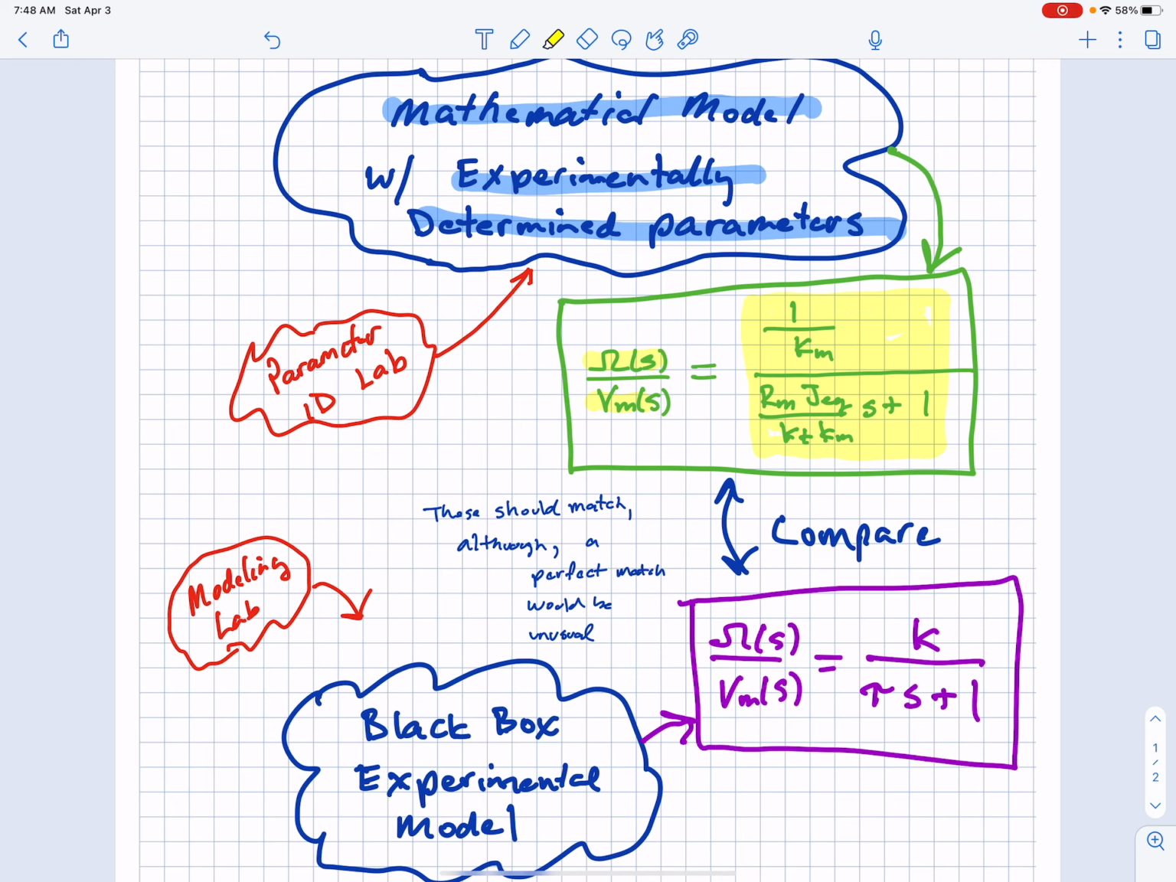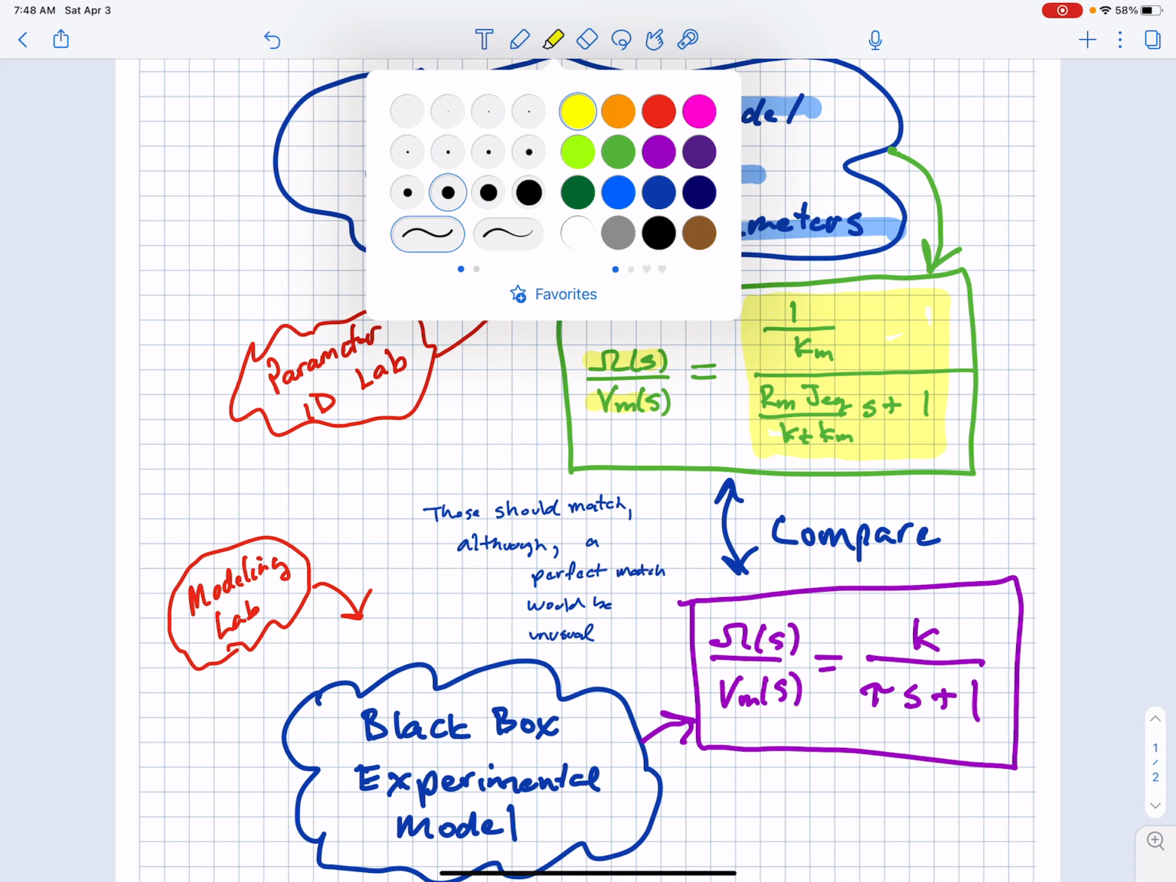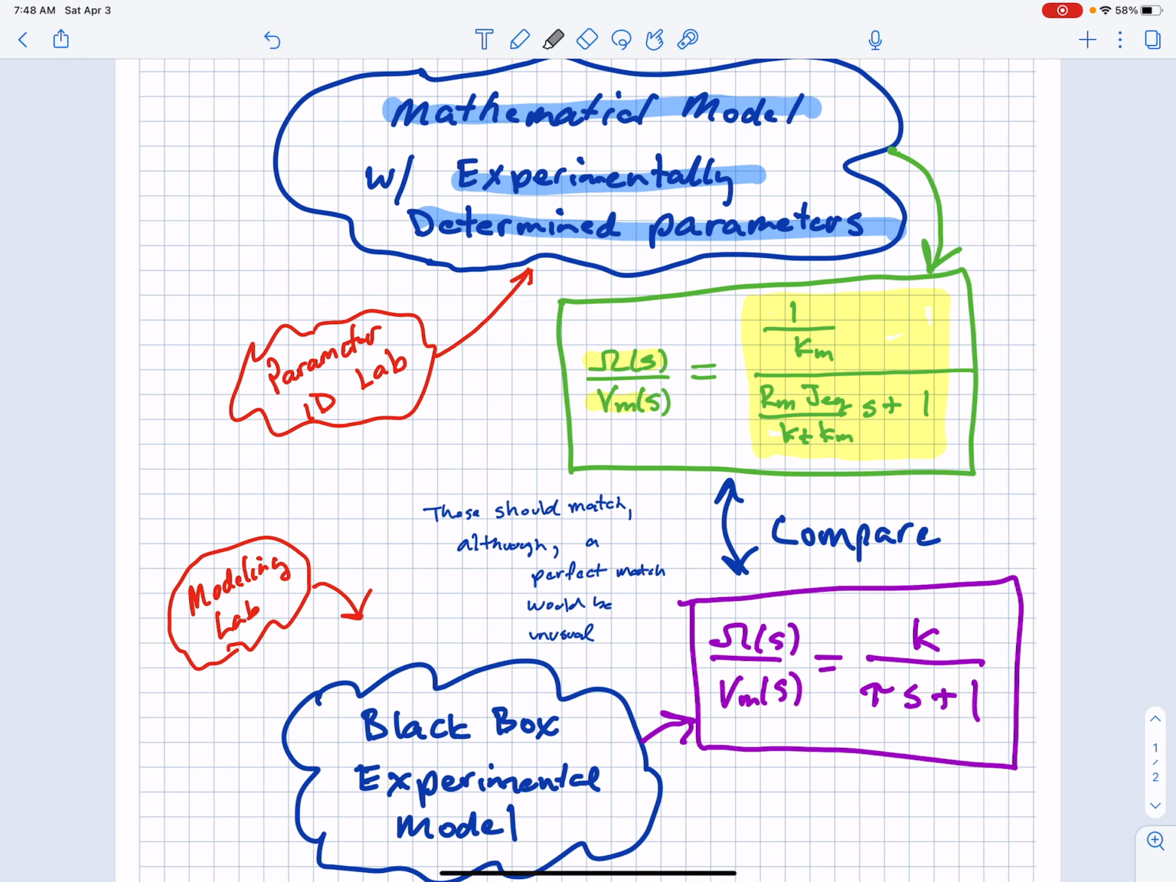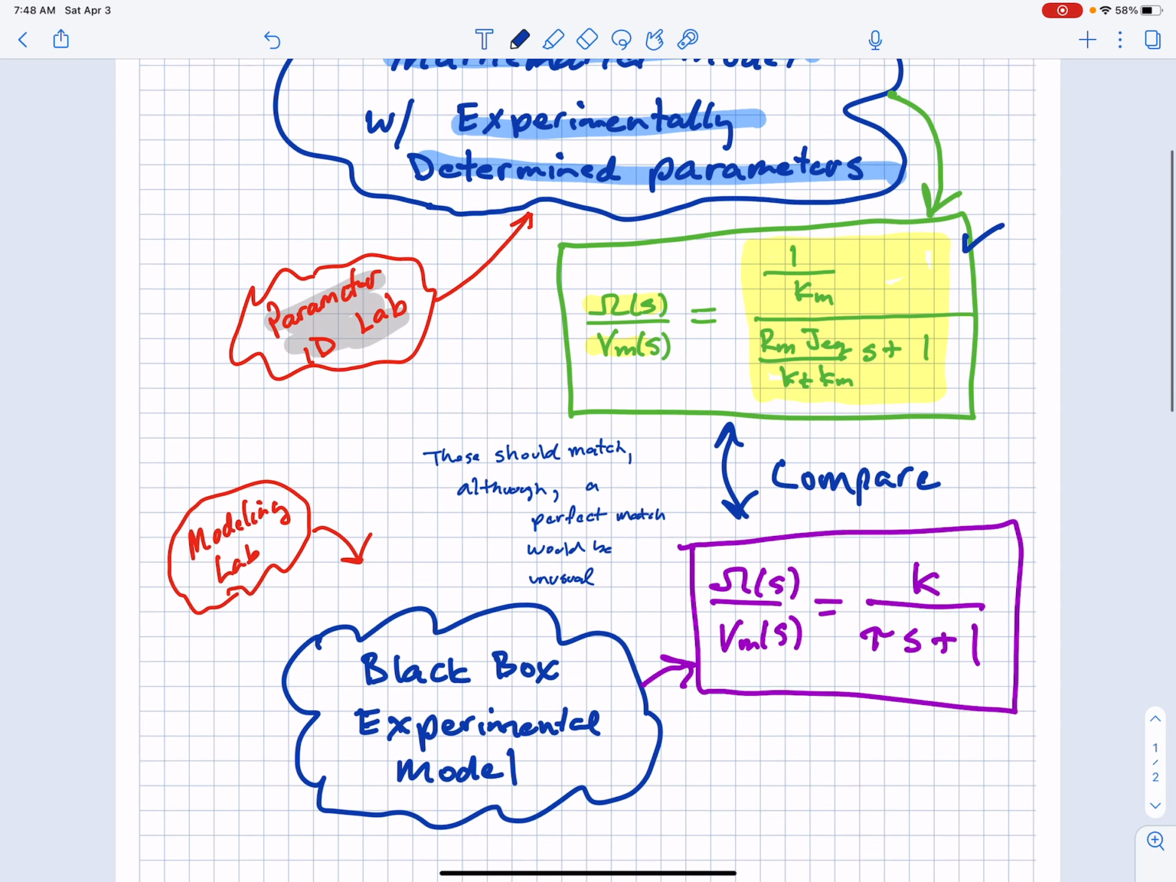Once you do the experiment, you'll have the mathematical model, and from there you'll look at doing the parameter identification so that you can plug in and get a specific numerical value for the part that's highlighted here in yellow. Okay, so that's the parameter identification lab.